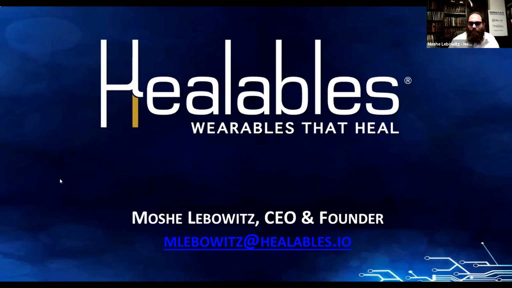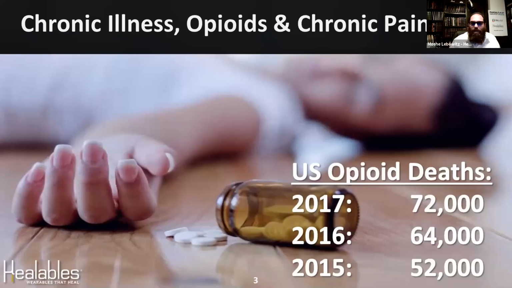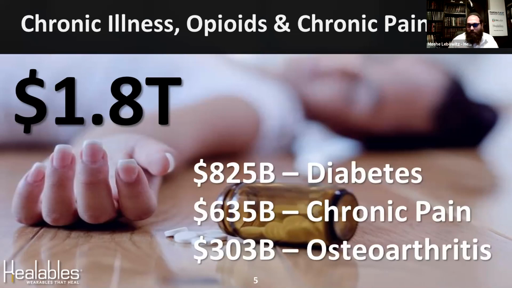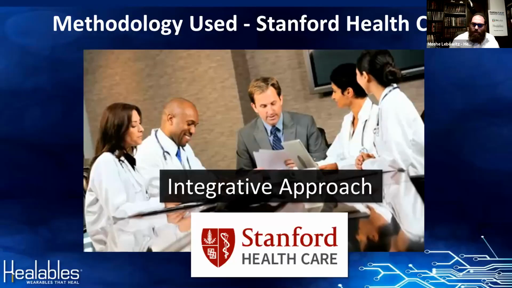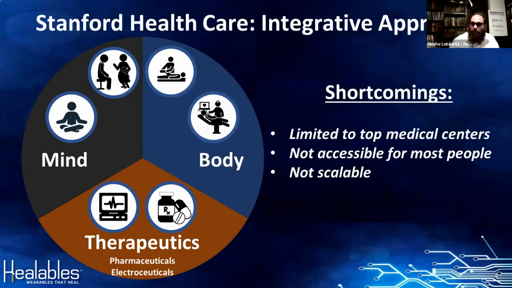Moshe Leibowitz, CEO and founder of Healables, Wearables That Heal. So chronic illness, opioids, and the chronic pain crisis is not just a US problem, but a $1 trillion global crisis, with diabetes, chronic pain, and osteoarthritis as some of the biggest issues. Stanford Healthcare has pioneered an integrative approach where a team of psychologists, medical doctors, and physical therapists work together to treat the mind and treat the body, and this works.